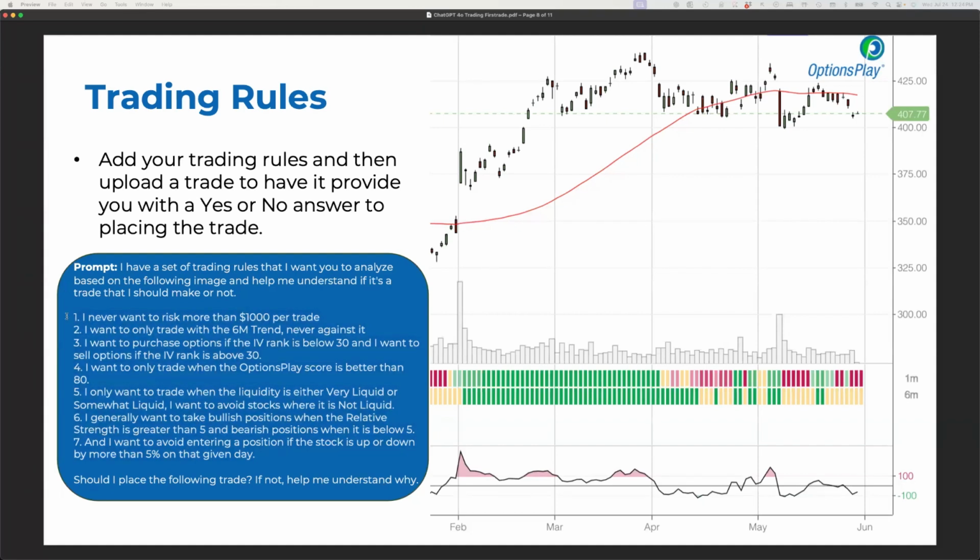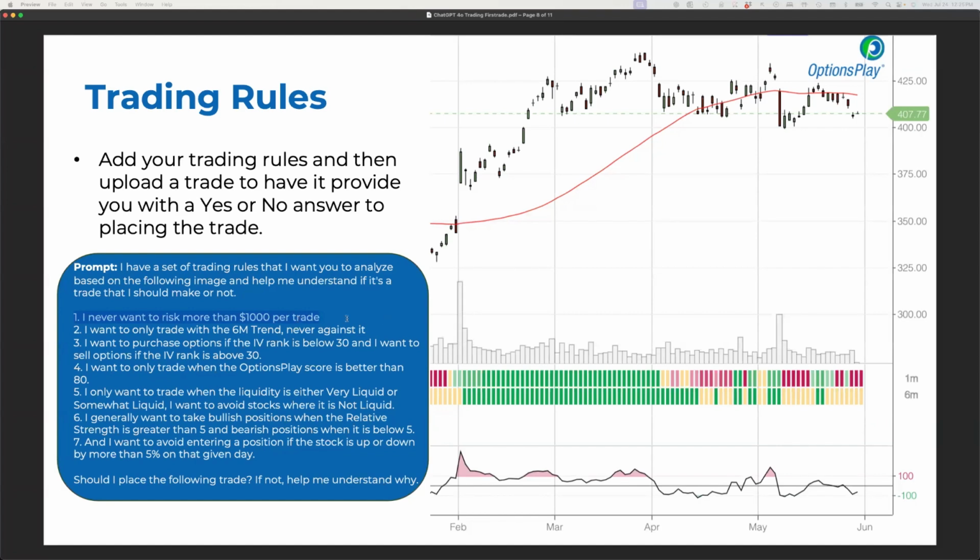So the first one is I never want to risk more than $1,000 per trade. Now you're going to customize that based on your portfolio size. So if, let's say, you have a $100,000 portfolio, maybe you want to risk $2,000 in each trade. If you have a $20,000 portfolio, maybe you only want to risk $500 a trade. Whatever your risk tolerance is, that's a good starting point for you. And you should use these rules as a template for writing your own rules.